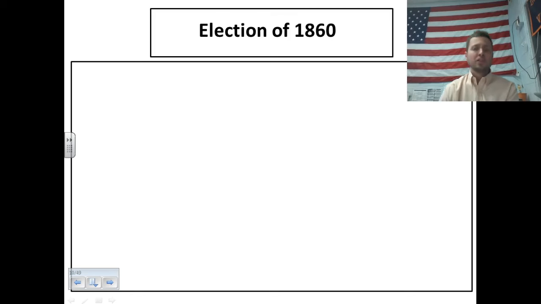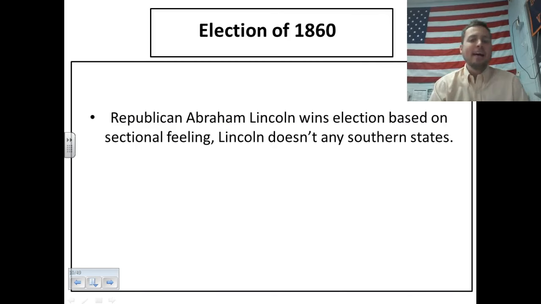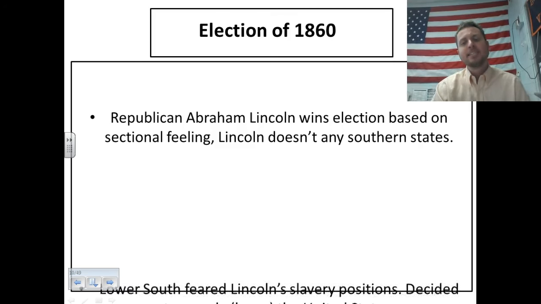The election of 1860. It was muy importante. That's Spanish for very important. Republican Abraham Lincoln wins the election based on sectional feeling. Lincoln doesn't win any southern states. He only wins states in the north. He didn't win a majority of the popular vote either. He only won part of the country, which shows how much the country was divided by sections.